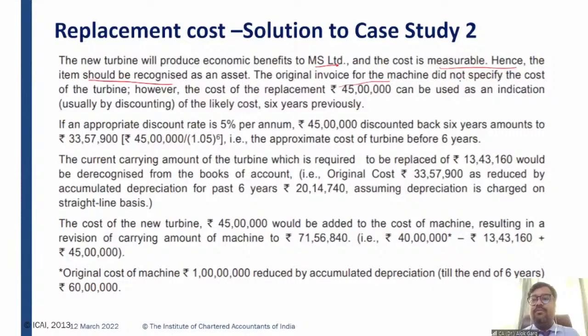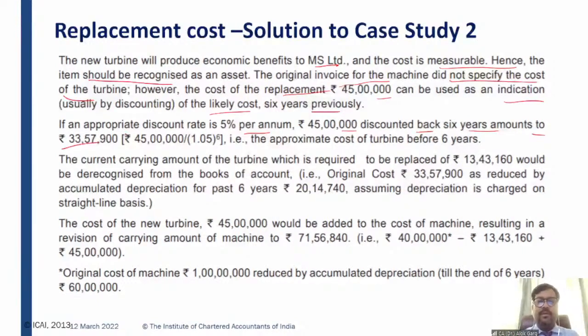The original invoice of the machine did not specify the cost of the turbine. However, the cost of the replacement of 45 lakh can be used as an indication of the likely cost 6 years previously. If an appropriate discount rate is 5% per annum, 45 lakh discounted back 6 years amounts to 33,57,900. So in the study material, this has been rounded off. What I have done is just made 969 to 1000, right? So whatever you do, that is correct.